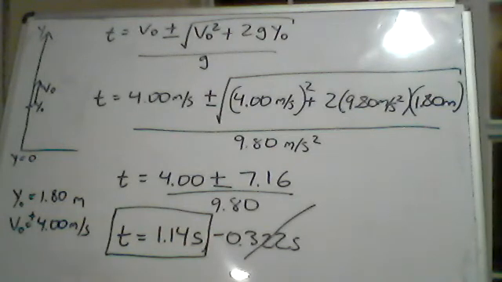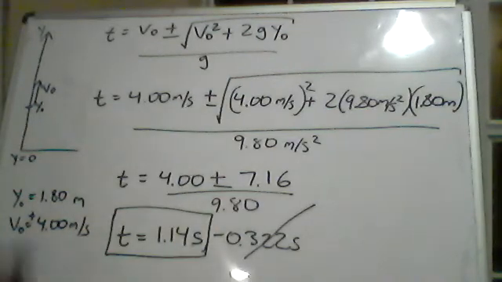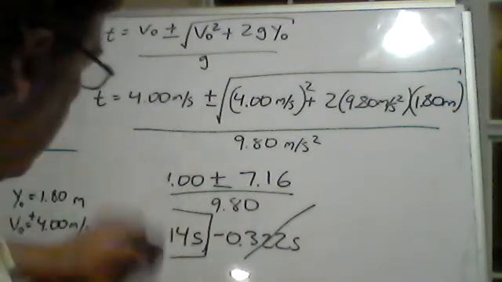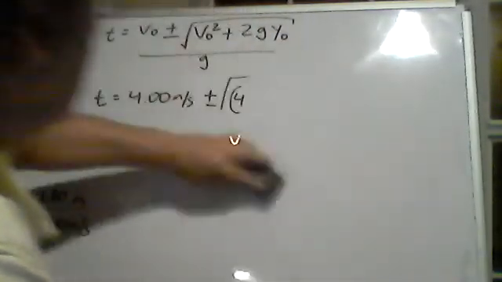That's part A. Now, part B asks, what is her highest point above the board? So we can kind of remember this 1.14 seconds. I'm going to erase this now, and I'm going to do part B. That was part A. So part B said, what's her highest point above the board?